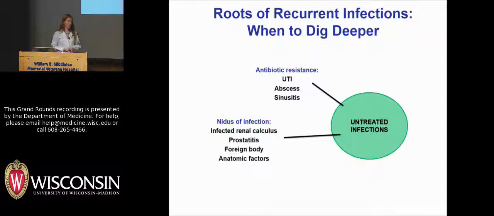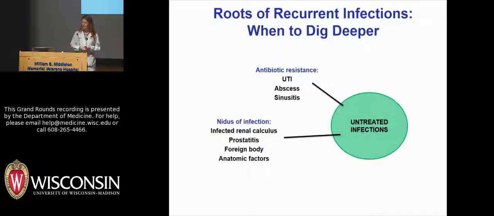Another example is chronic prostatitis, where it's difficult to eradicate bacteria in the prostate. And then here, patients go on to develop recurrent urinary tract infection due to the prostatitis. And of course, considering is there a foreign body, because bacteria can adhere to foreign bodies and are very difficult to eradicate. This can be in a subcutaneous infection in a variety of different areas.